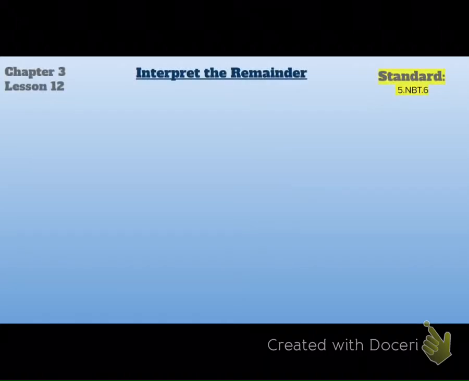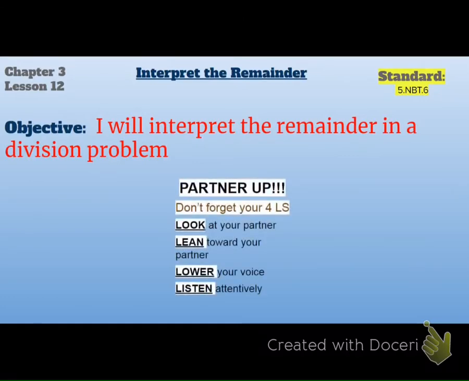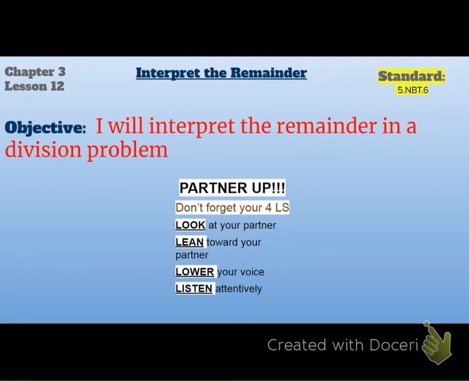Today we're going to be doing Chapter 3, Lesson number 12, Interpreting the Remainder. So let's read the objective together. Let's begin. I will interpret the remainder in a division problem. Alright, so we're going to take a look at the leftover after we have divided and gotten our quotient. Let's take a look at our remainder, the leftover portion.